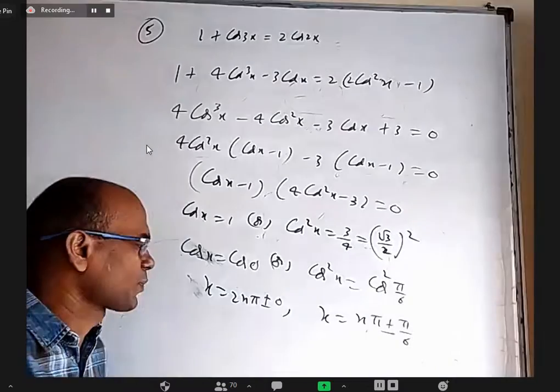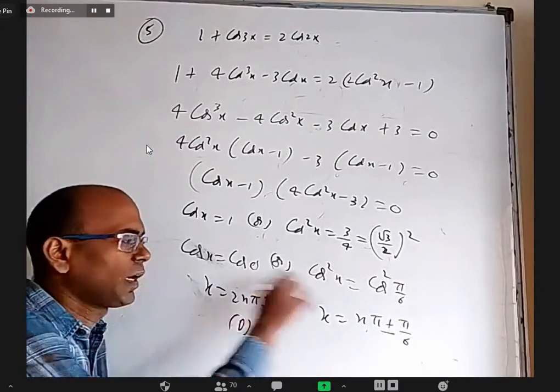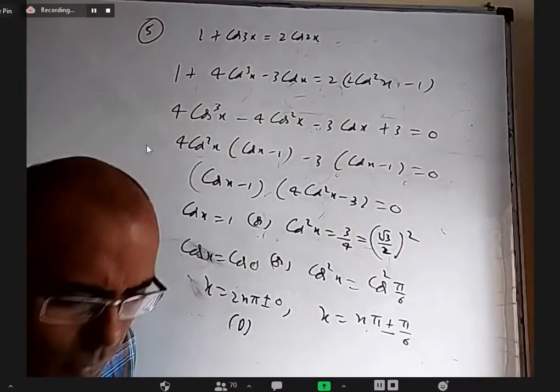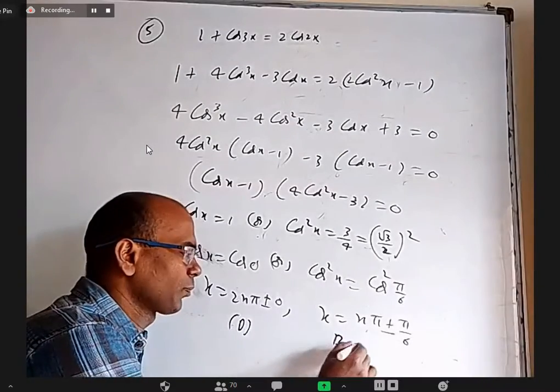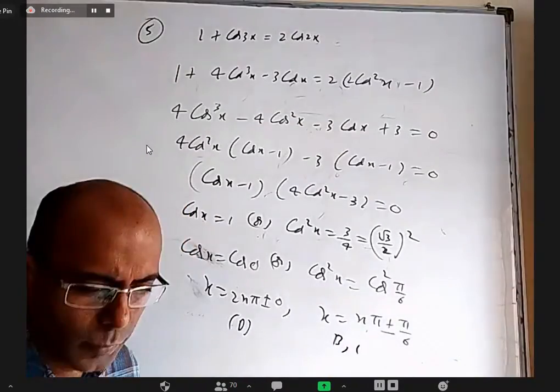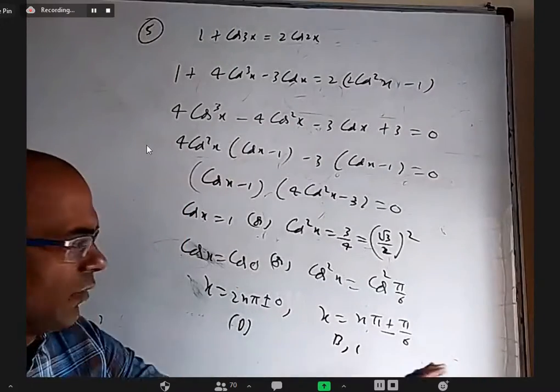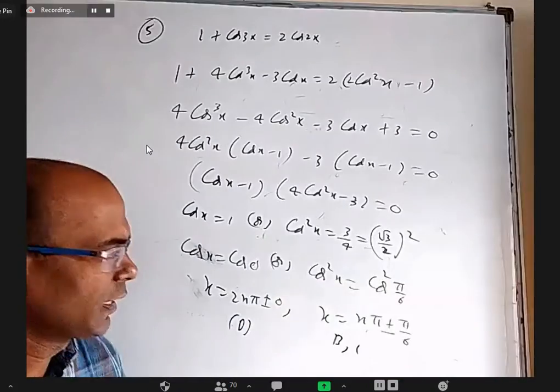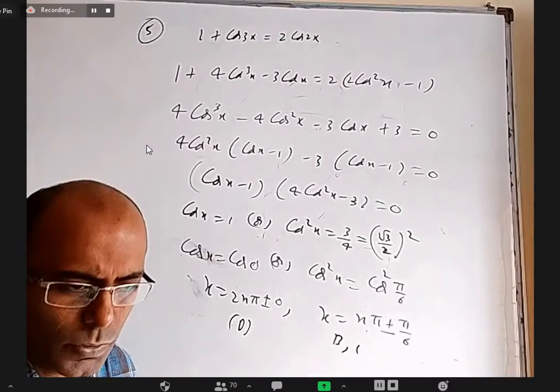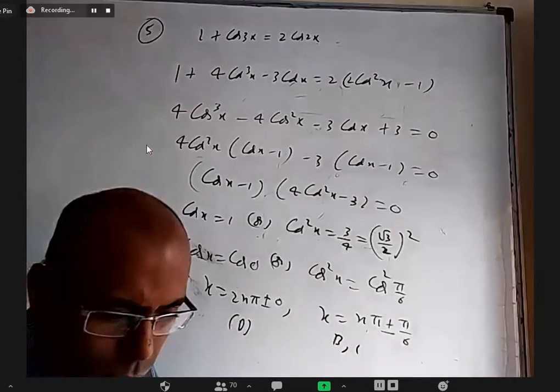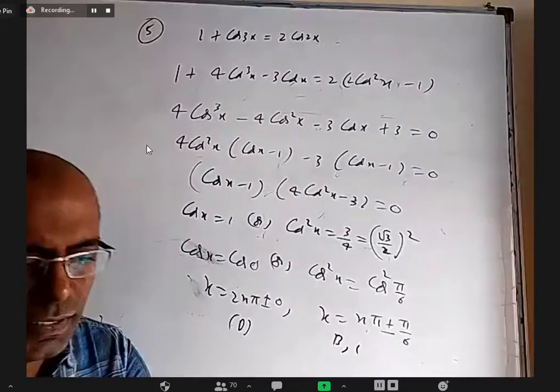Option D, this is option D here, which is part of the total solution. BC contains this n pi plus pi by 6 and n pi minus pi by 6. N pi plus pi by 3, I don't think we are getting anywhere. Neither here nor here are we getting that pi by 3. So option A will not come. B, C, D should be the answer.